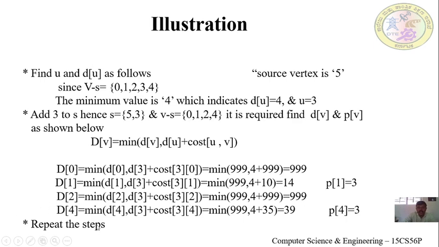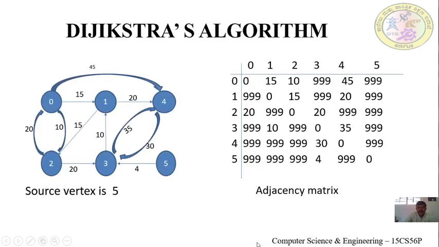So repeat the steps. Among these two values, node 1 is selected because we have the shortest path 1 and 4. Among these two, again the minimum value is 14. So the next node we are going to select is 1, after reaching 3. So 1 is the next node, and the distance of 1 is now 14.